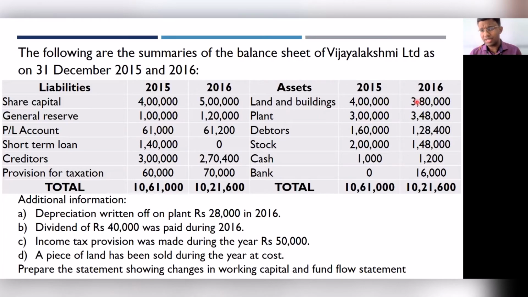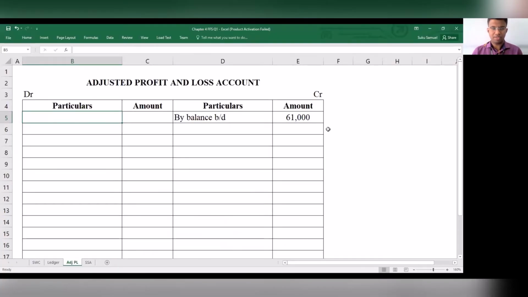Let's look at land and building. For this we have prepared a ledger account and investigated the change. For plant also we prepared the ledger account and investigated it. So the rest is all good. Now let's go back to the preparation of the adjusted profit and loss account. At first we have to consider the non-operating expenses. We do not have any non-operating expenses here.